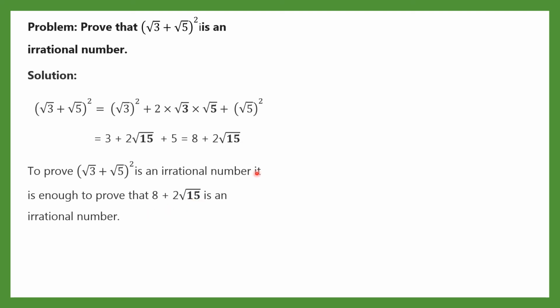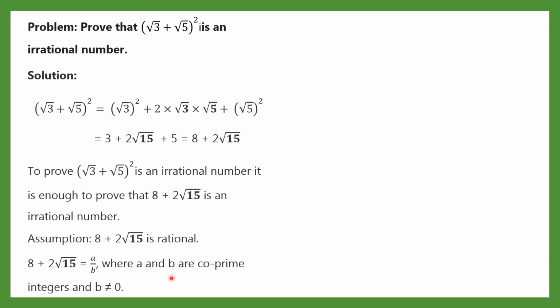Now first I will prove 8 plus 2 root 15 is an irrational number. To prove that, the same method we followed previously, we will follow here also. Assumption: 8 plus 2 root 15 is rational, by the definition of a rational number. 8 plus 2 root 15 is equal to a by b, where a and b are co-prime integers and b not equal to 0. I will go for the simplification of this equation.